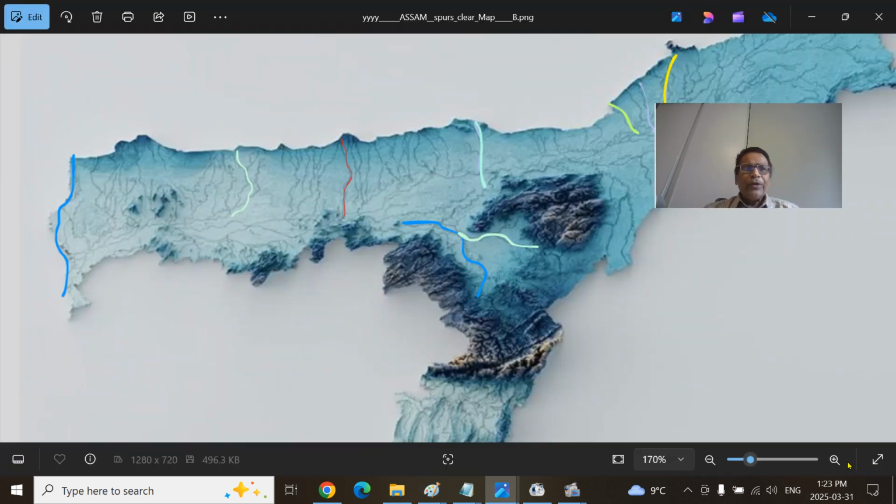So you can see this perspective here. This is the Chakrasila and Bhairaba and all those spurs we have talked about here. This is the Manas River, Mara Manas River, Beki River. This is the Sankosh River. Hatsingpura and South Salmara, Manakchar will be this region. Dhubri will be this region. Bhutanese Himalayas.